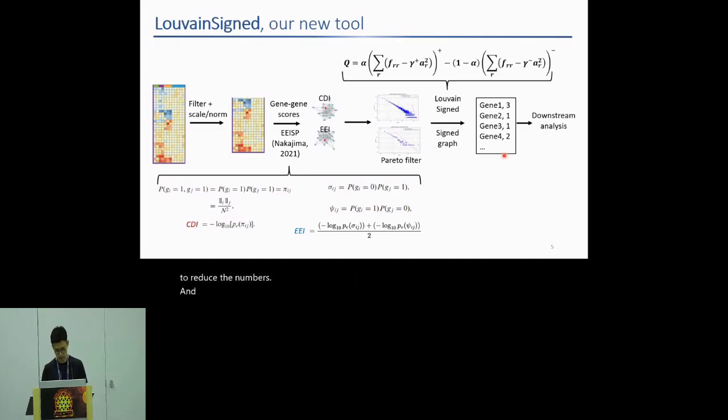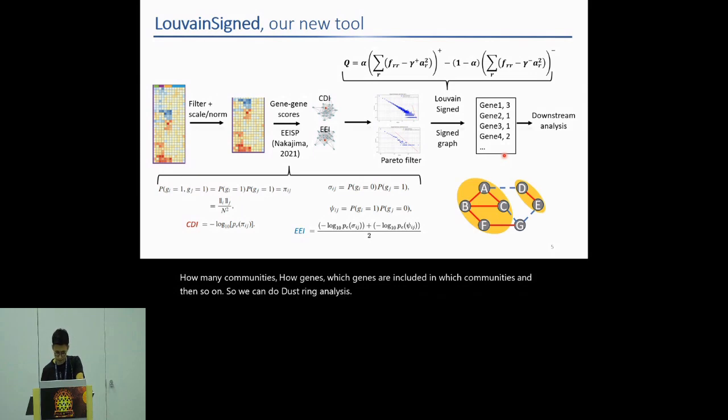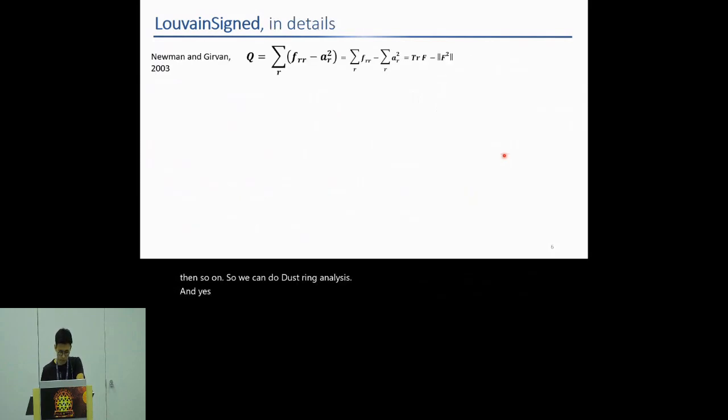And then finally, we have our Louvain sign that adapts the positive and the negative, and then also considers some other parameters that I will explain next. And then we have the partitions, and from these partitions we can find out how many communities, which genes are included in which communities, and so on. So we can do downstream analysis. And yes, let me explain in detail how we find out about this Louvain sign.